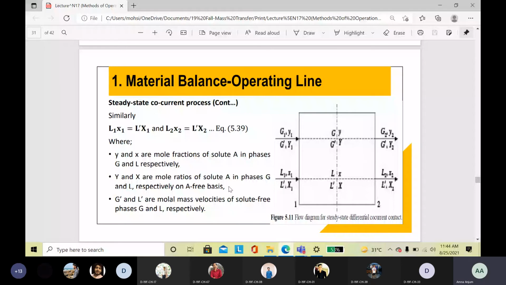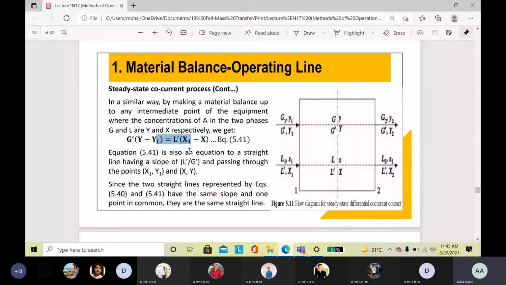In a similar way, by making a material balance up to any intermediate point of the equipment where the concentrations of A in the two phases G and L are y and x respectively, we get this equation. Equation 5.41 is also an equation of straight line जिसका हमारे पास slope है L prime over G prime जो पास हो रहा होगा पॉइंट से x1, y1 और x और y. Then the two straight lines represented by equation 5.40 and 5.41 have the same slope, that is L prime over G prime, and one common point in between. So they are the same straight line.